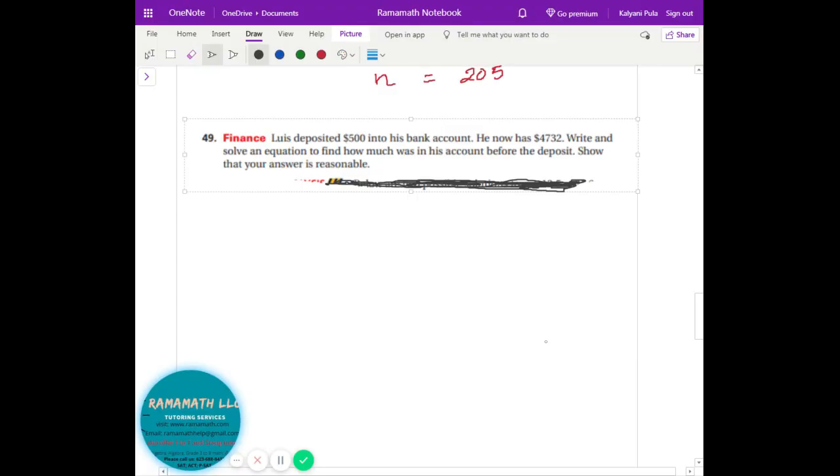Ellie, please read the question. See if you can get that. Lewis deposited $500 into his savings account. He now has $1,100. Write an equation to find out how much of his account was the deposit. Show that your answer is correct.